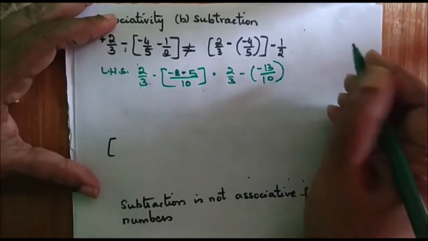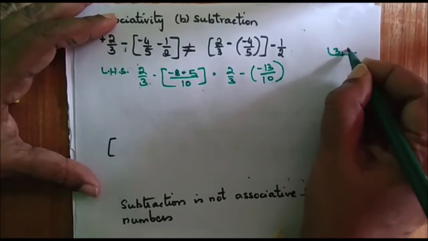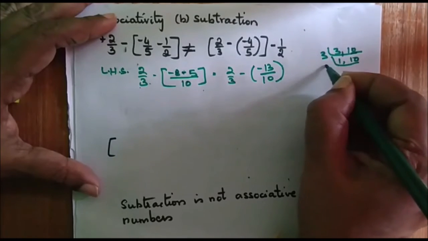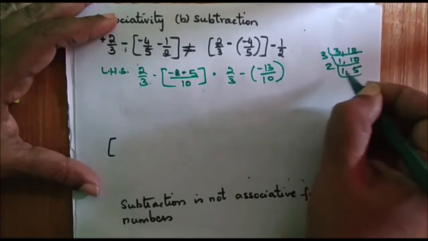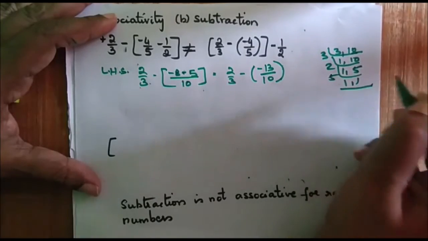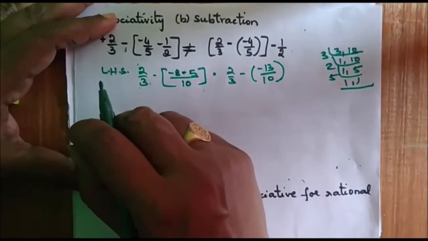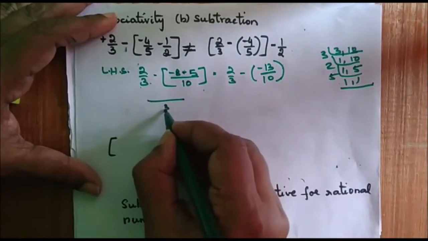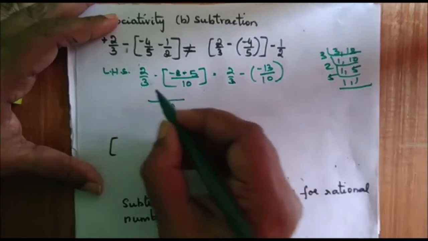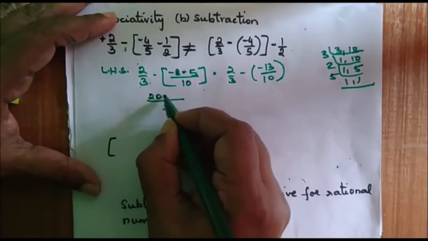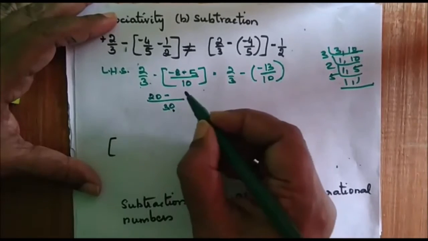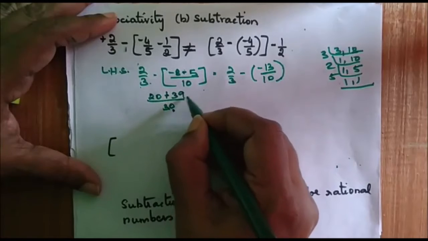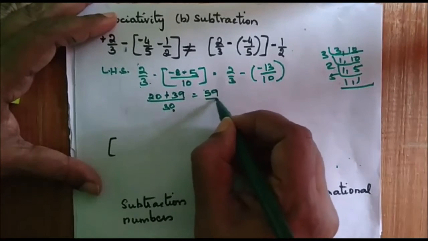Now let us find the LCM of 3 and 10. 3 will go in this 1 time, 2 will go in this 5 times, and what do I get? 3 2s are 6, 6 5s are 30. So the LCM is 30. So what do I get? 3 goes in this 10 times, so it is 20 minus 10 goes in this 3 times, so it is 39. So I get 59 by 30.